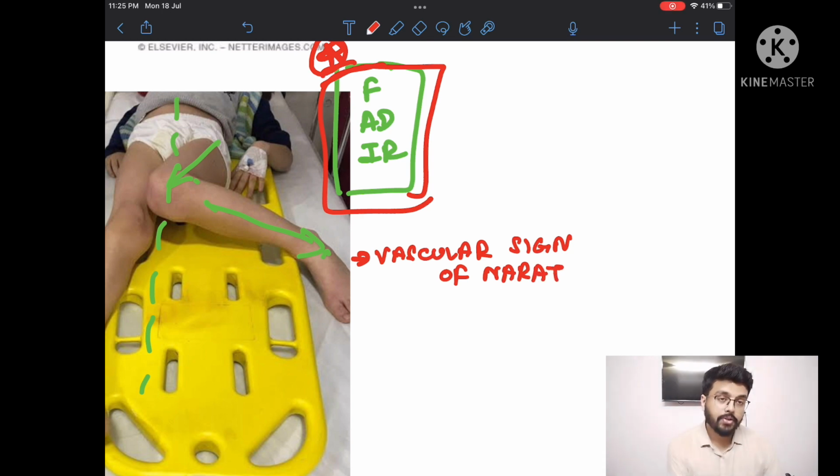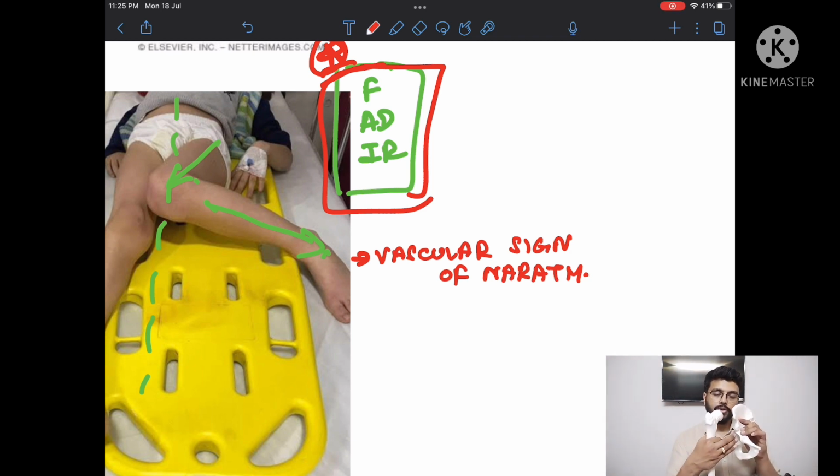What is the vascular sign of Narath? We are able to palpate the femoral artery. There is a specific landmark for the palpation of the femoral artery. Why are we able to palpate it? Because the artery goes anteriorly against the head of the femur. So if the head is dislocated, there is no bony support posterior to the artery, and as a result the vessels tend to sag backwards.